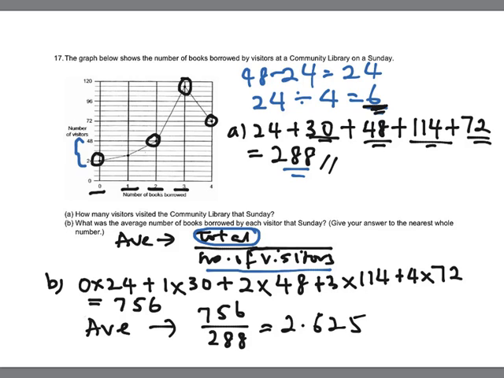And the clue given to you is to give your answer to the nearest whole number. So therefore, after the approximation and estimation, 2.625 becomes 3. And that's the answer for part B.